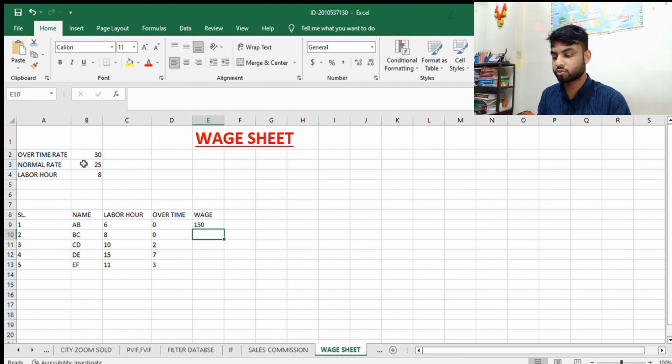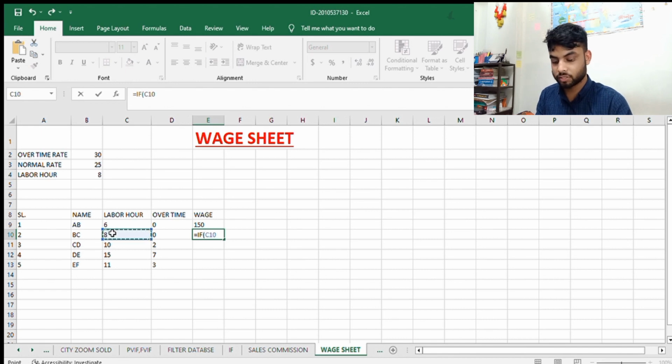So the first person's wage is 150 because his labor hour is 6 into 25, 150, and he has no overtime, so his wage is 150. Then in the same way we calculate the second person's. Logical test, labor hour is greater than 8, then 8 into 25 plus overtime into 30. If it falls, then 8 into 25, close, enter.